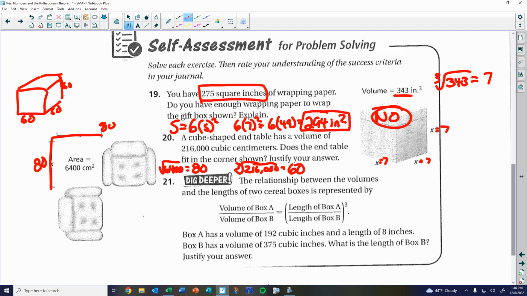Well, again, for this little area, we don't really care about how tall it is, but we know 60 is wide enough for it to fit in there because 60 is smaller than 80. So does the end table fit into the corner? Yes, because 60 is less than 80, so it will fit into our little area there between those lovely chairs.